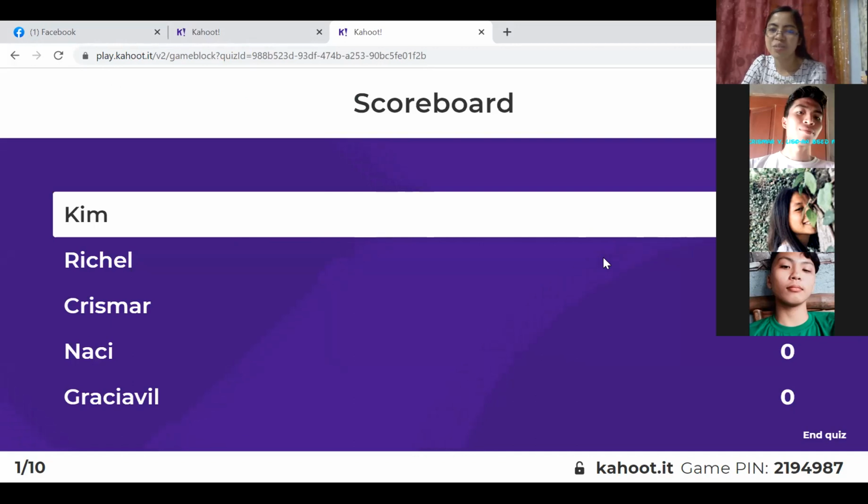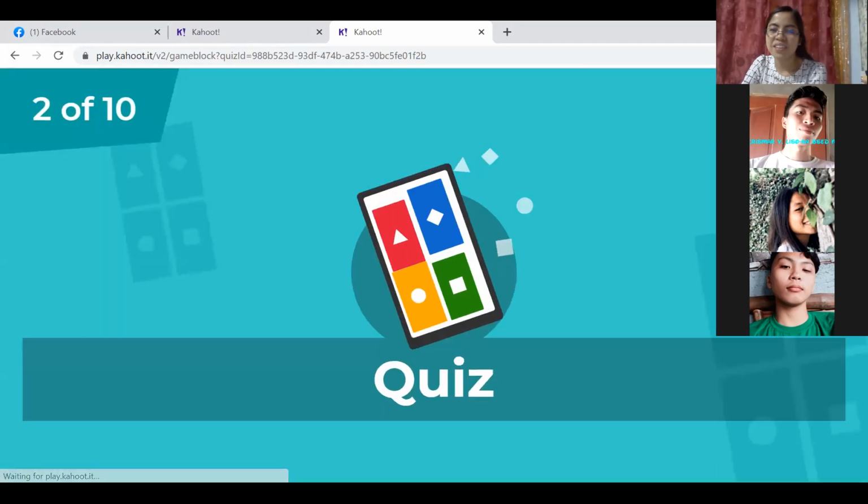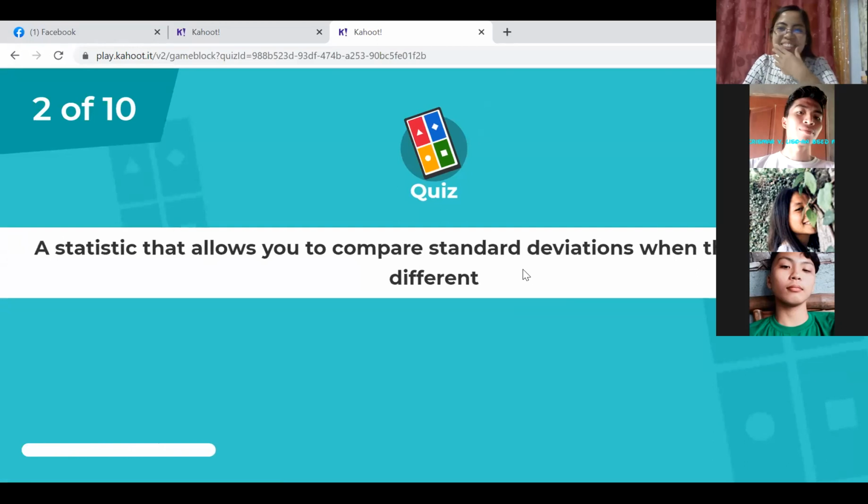Oy, nag-loading ang scoreboard daw. Loading man sa amon, miss. Ano to? Nag-loading na to daw.